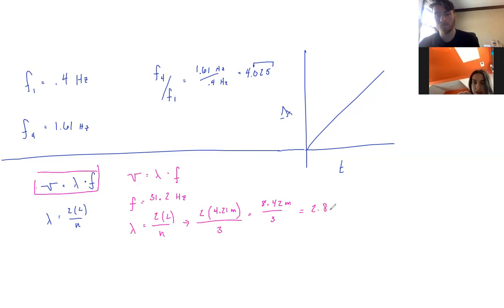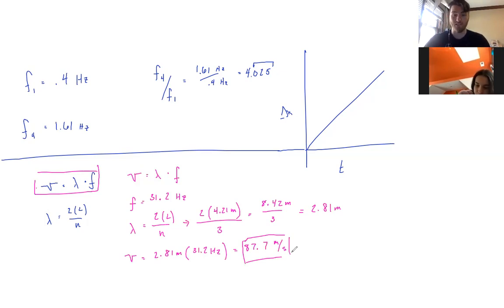So then that's our wavelength, and now we do the velocity, exactly. 2.81 meters multiplied by 31.2 hertz. So 2.81 times 31.2, we get 87.67, with 3 sig figs should be 87.7 meters per second. There we go. That's the idea.